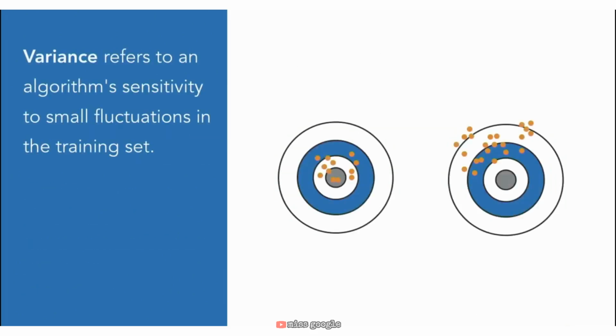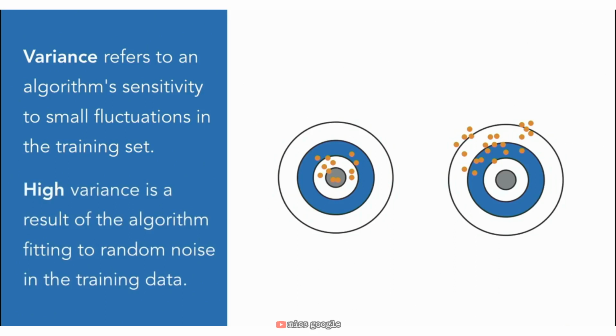Now looking at variance, variance has to do with an algorithm's sensitivity to small fluctuations in the training data. High variance is a result of the algorithm fitting to random noise in the training data. Again, in our dart analogy, this means that the dart throws are extremely imprecise. One throw could nail the bullseye, and the next could be way off, maybe even missing the board. This means that the model is very highly tuned to the data that it's seen already, perhaps even just memorizing examples, so it can absolutely nail predictions for examples that look identical to what it's seen before, but it does very poorly on examples that look nothing like what it's seen before.